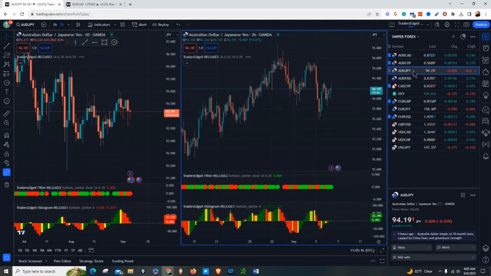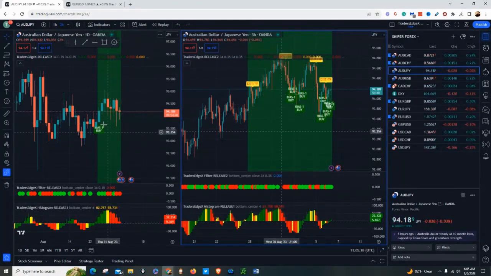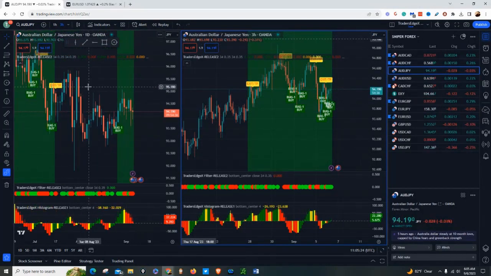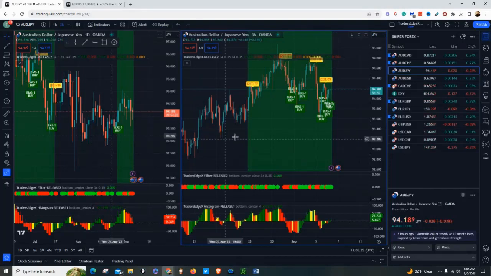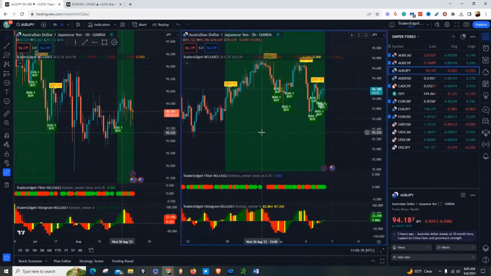Australian dollar, Japanese yen. Okay, so right now, we just went into a brand new bias situation. We came out of what we call the contraction phase. It's phase 1, right? And again, we know what to do in that phase. Nothing. Whenever there's no color, there's no trade. Simple as that. No color, no trade. But right now, it's green. So what we're doing is focusing on the buy side.